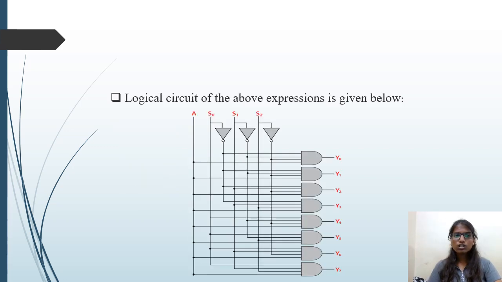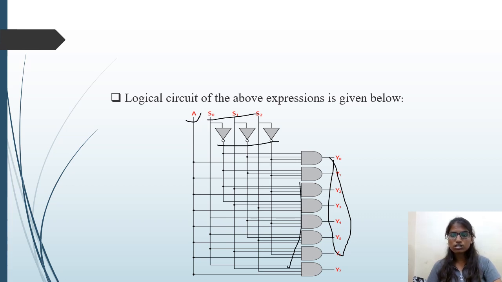So next, the logical circuit for the 1:8 demultiplexer is, here the input is A and there are 3 selection lines, that is S0, S1, S2, and Y0 to Y7 are the outputs. Here we are using 3 NOT gates and 7 AND gates.